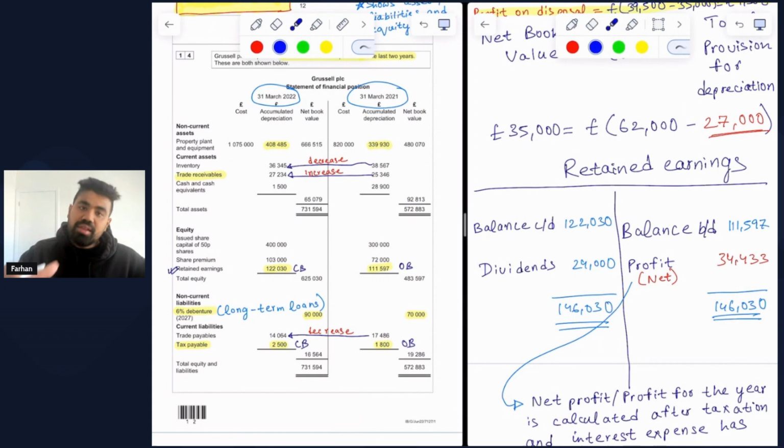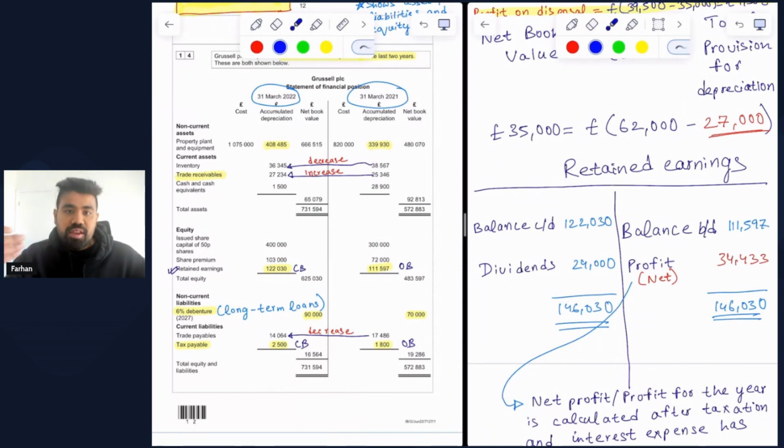So whatever balance for retained earnings we had last year, at 31 March 2021, would be an opening balance for this year, and the closing balance would be the balance that we are given here for 31 March 2022. So we have constructed a T account for retained earnings, which is also known as the ledger account. Now, retained earnings is an equity account.